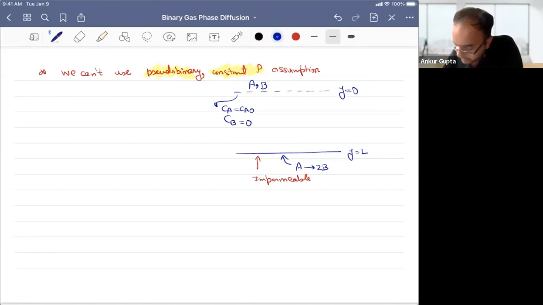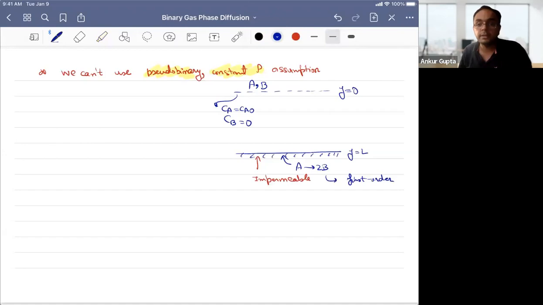Then it is being reacted here, A going to 2B, with a first order reaction at the surface. At this surface, y equal to L, the system is impermeable. And if you're thinking, when will this ever be useful? Think of it as a catalytic surface, right? A catalytic surface may have A going to 2B, first order reaction, impermeable surface. So all of this is very relevant for an application like catalysis.